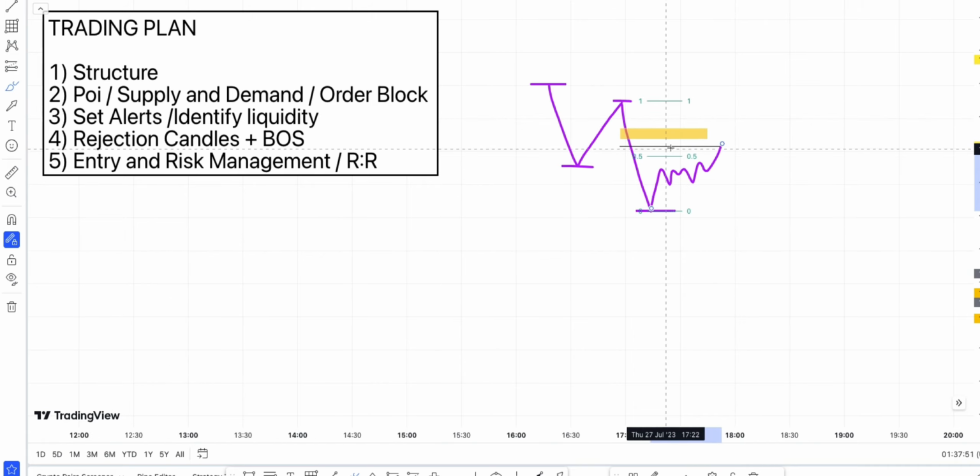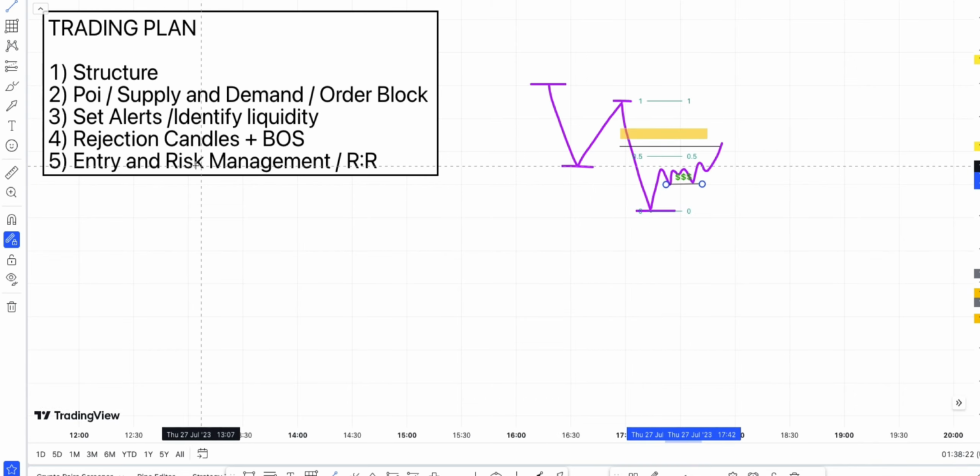Now that we set our alert and it came to our alert, some people identify liquidity before it gets to the alert, but I personally wait for it to get to the alert so it can actually build price to identify liquidity off of. Once we get to the alert and it actually reaches it, we want to identify liquidity. Right here we have some double bottoms. That's our liquidity going downwards.